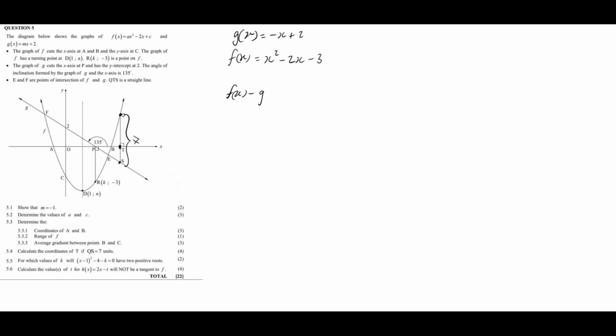So f is x squared minus 2x minus 3 minus g. Now put this in brackets, so this is minus (x plus 2). Why must this be in brackets? Because that negative is going to impact everything on the inside, right? And this is all equal to 7. So now it's going to be x squared minus 2x minus 3. This becomes a plus x, this becomes a minus 2. And let's just subtract 7 on both sides already: minus 7 equals 0.